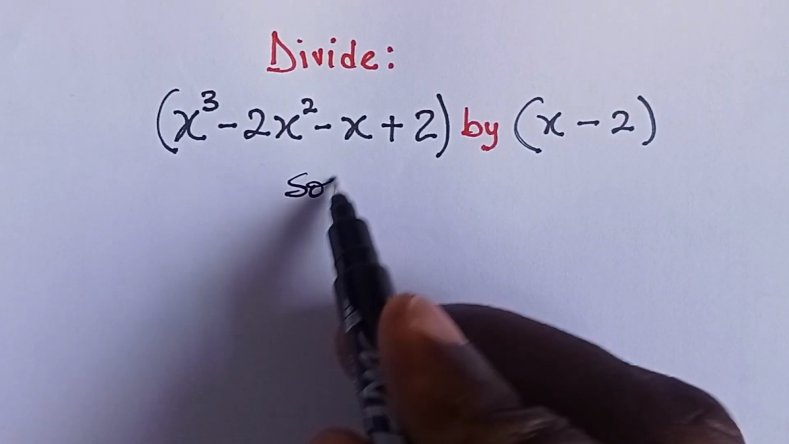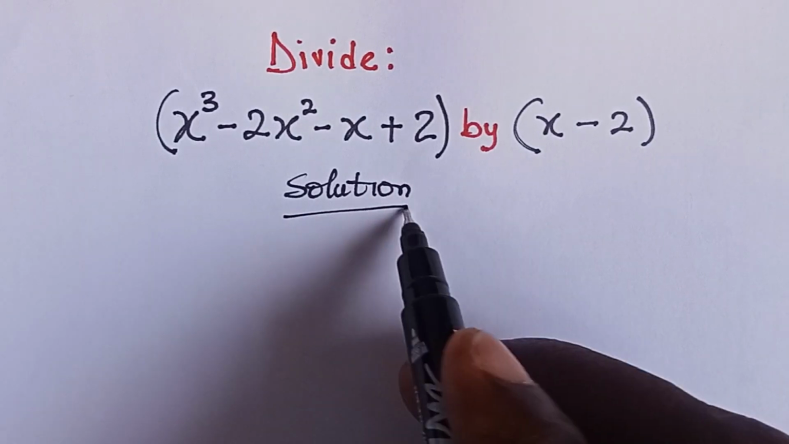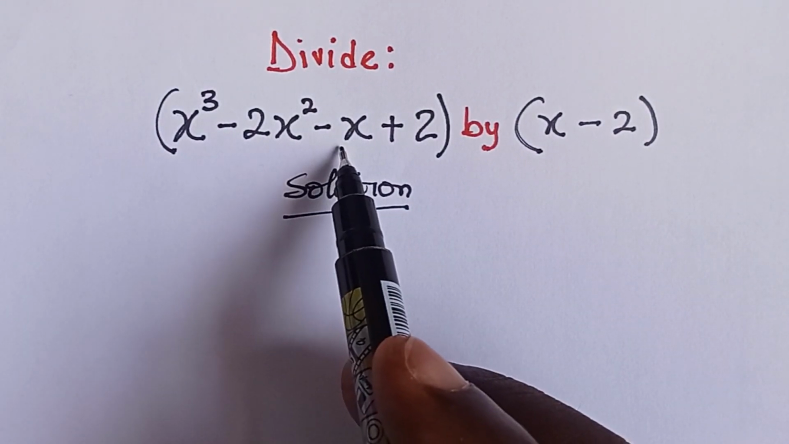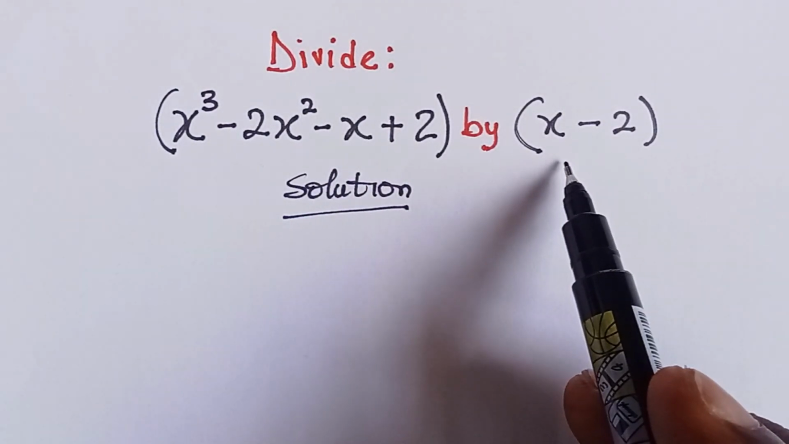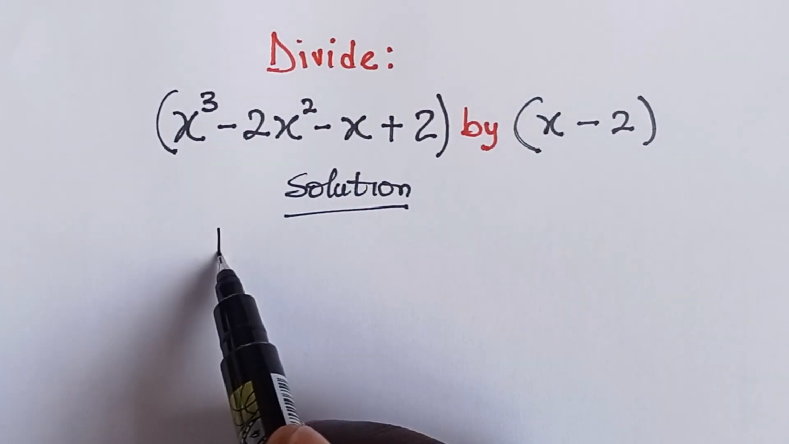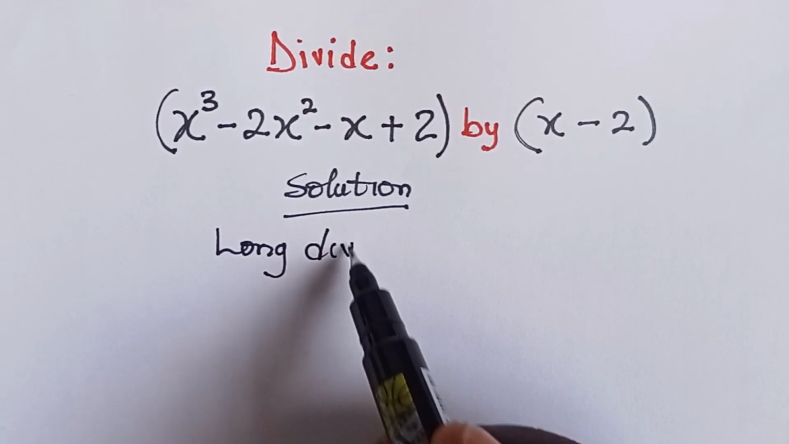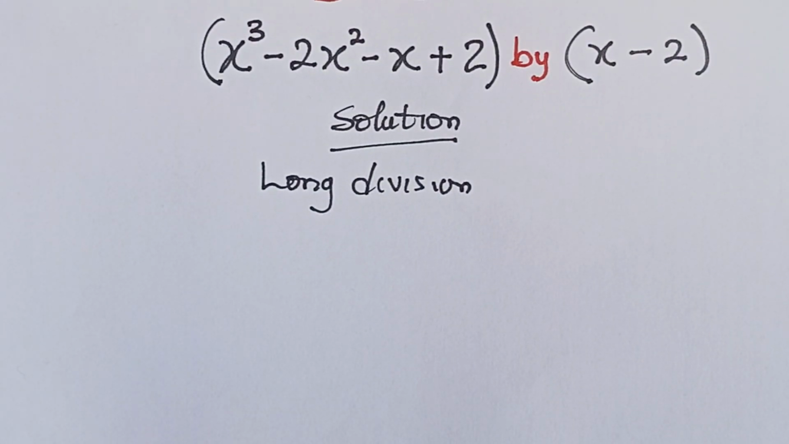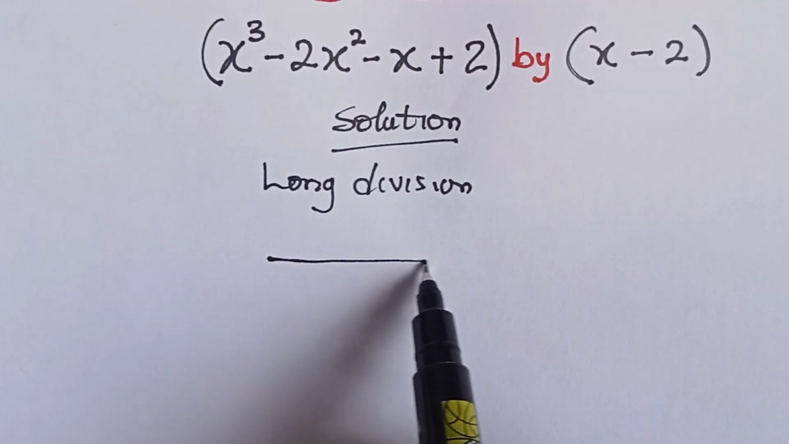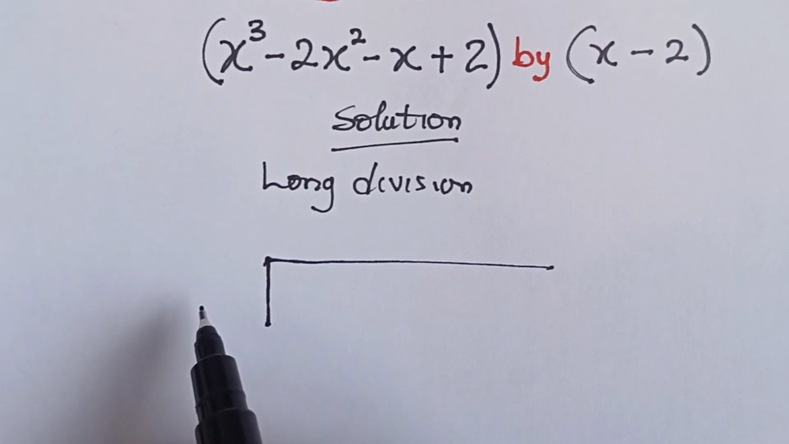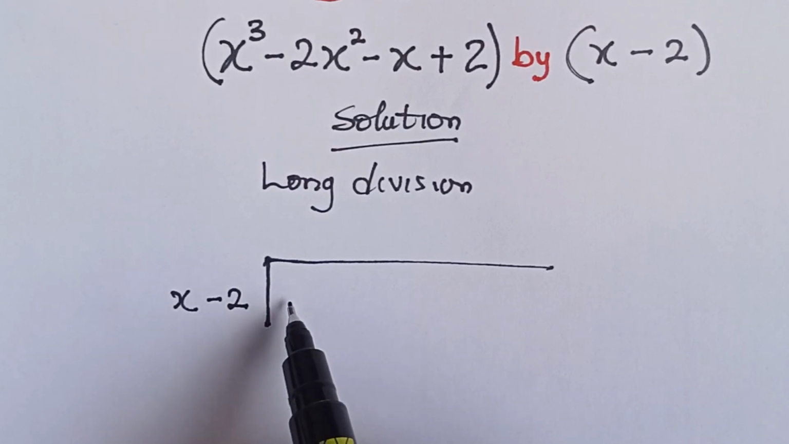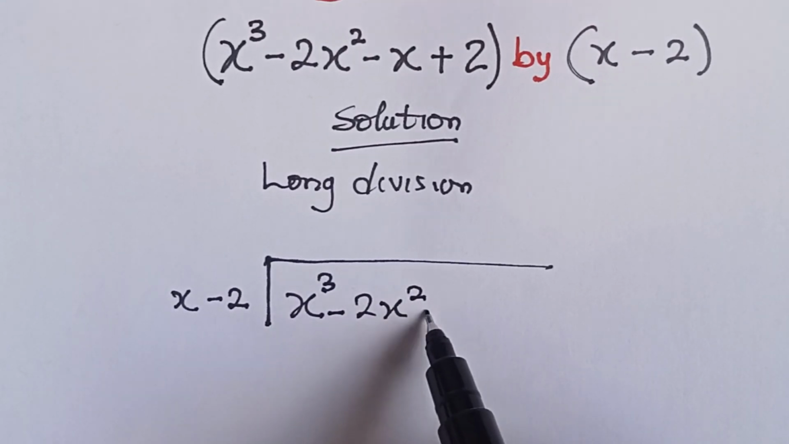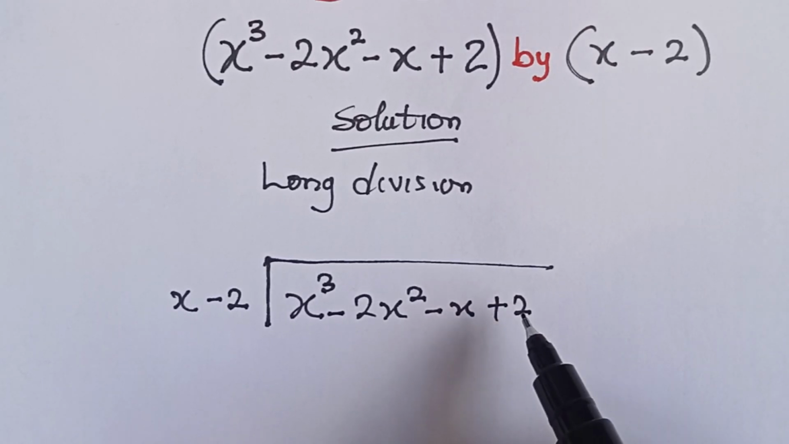Okay, so in this video we want to divide x^3 - 2x^2 - x + 2 by x - 2, and what we are doing is long division. We are going to divide that by x - 2. So we have x^3 - 2x^2 - x + 2.